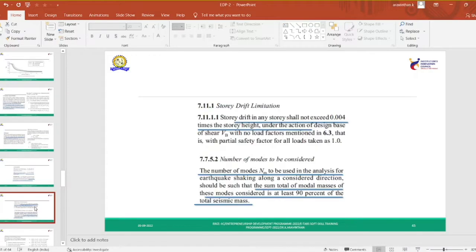So before making any analysis by equivalent static method or dynamic analysis or even earthquake analysis, make all the floors a diaphragm. Next parameter, the story drift limitation. In no case shall the story drift exceed 0.004 times the height of the structure.